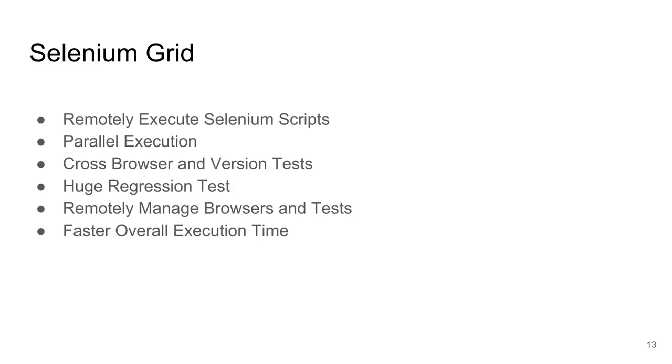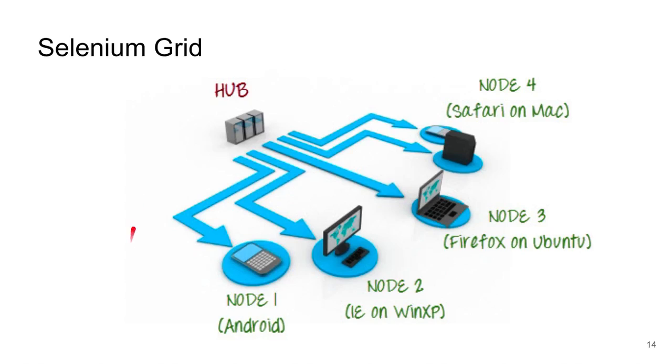So all these different browsers and their specific versions you can also test with the help of Selenium Grid. Regression testing you can do, and you can remotely manage the browsers and tests. These are the operations that you can do with the help of Selenium Grid. Of course, it is going to give you a faster execution time. You'll save a lot of time. So if you look at this picture, you'll get some idea.